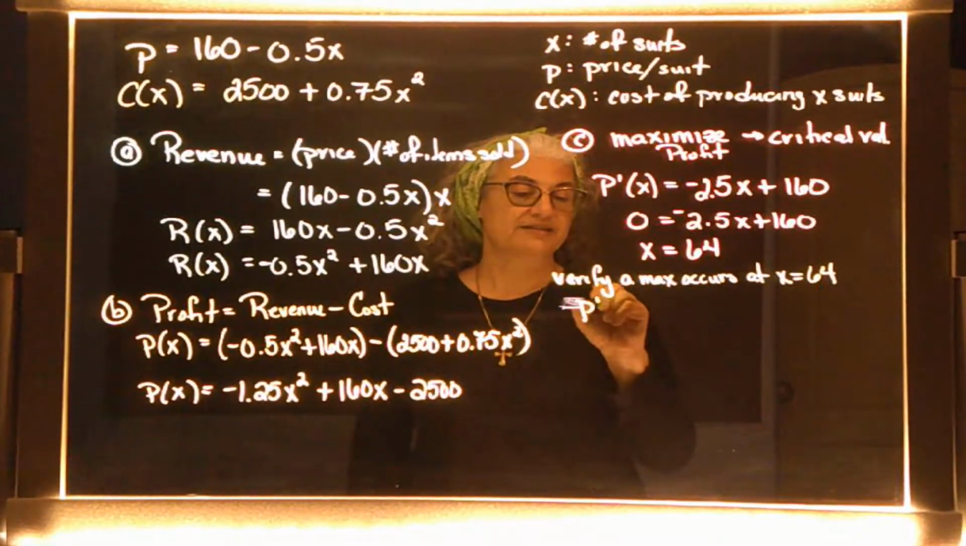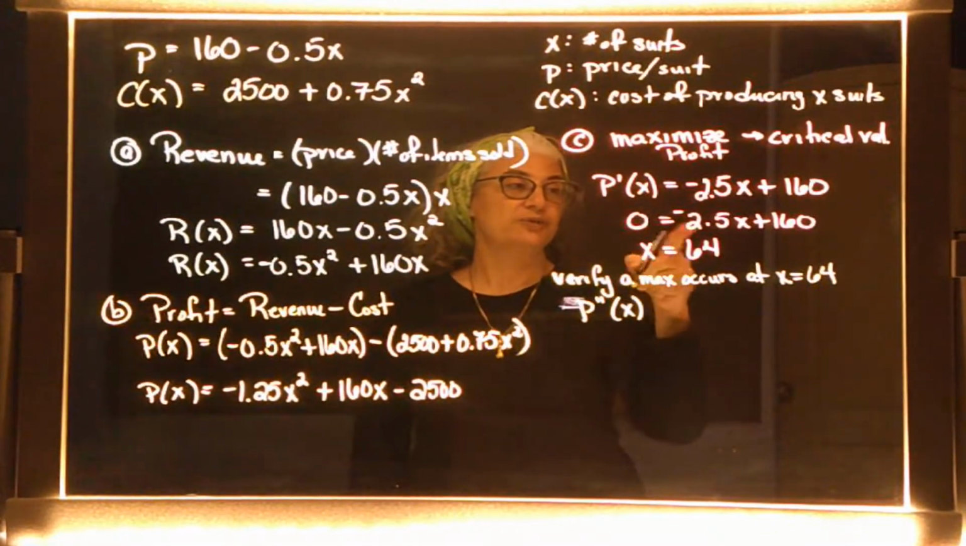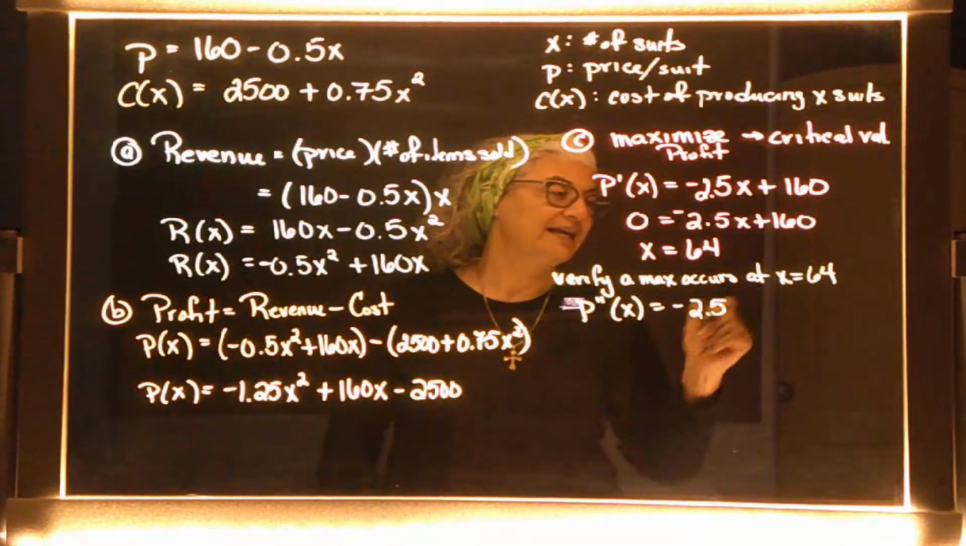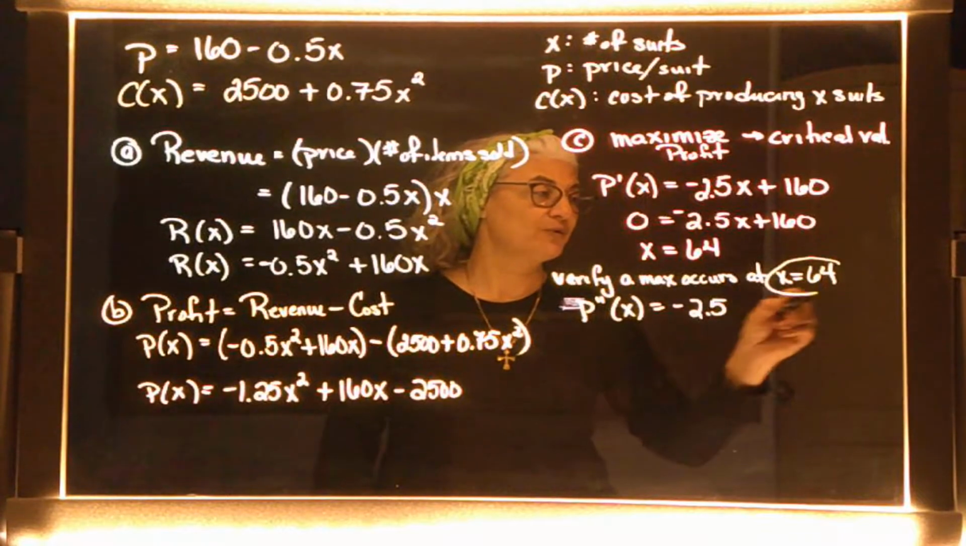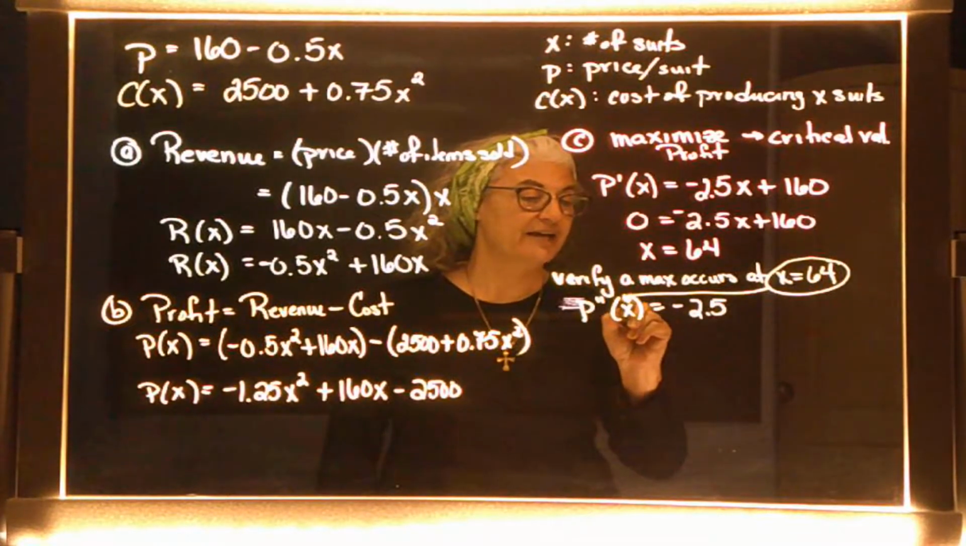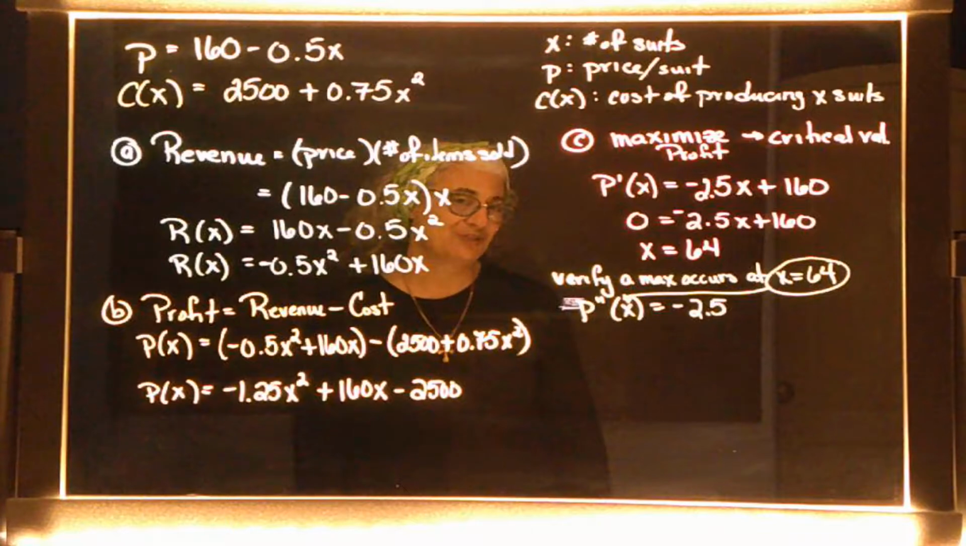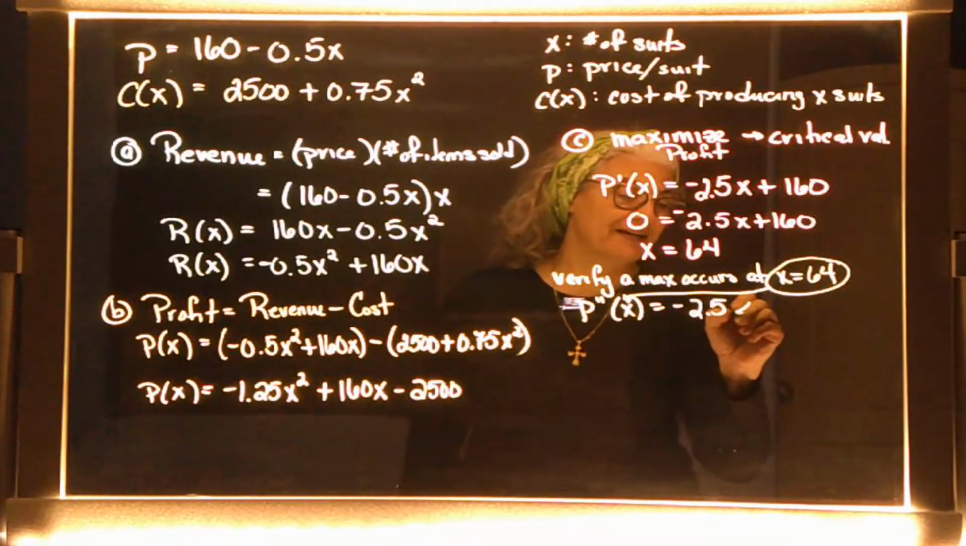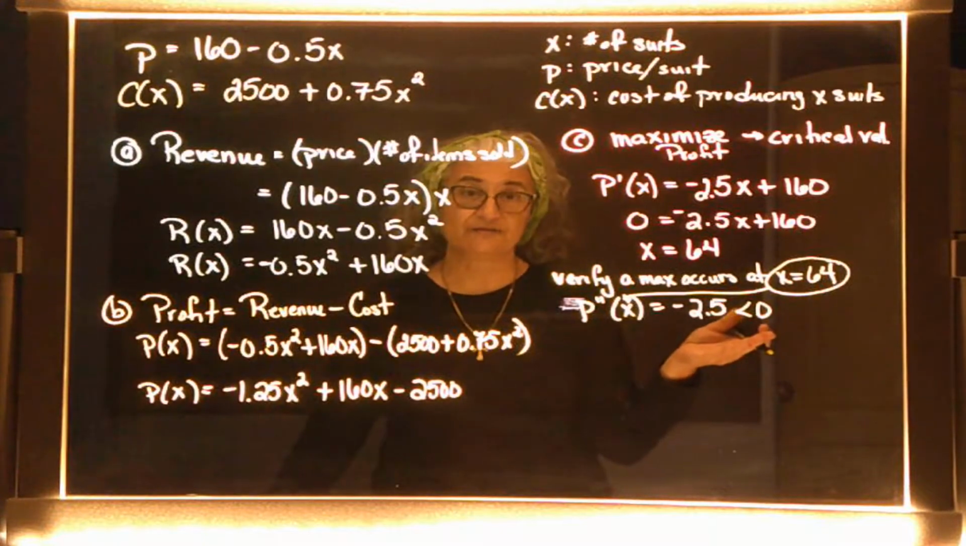So we have to take the second derivative, which we get what? Yeah, we get negative 2.5. And even if we take this 64 and plug it in for x, we still get negative 2.5, don't we? Yeah, that's not going to change. It's a constant. And that's less than 0, so it's a negative number.